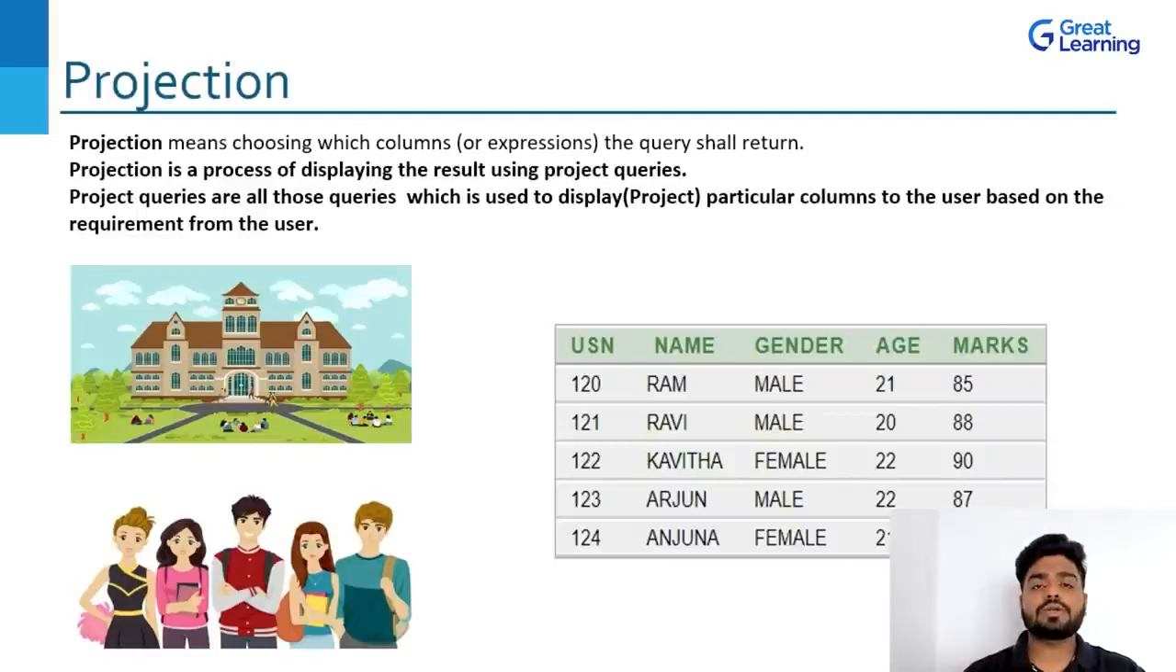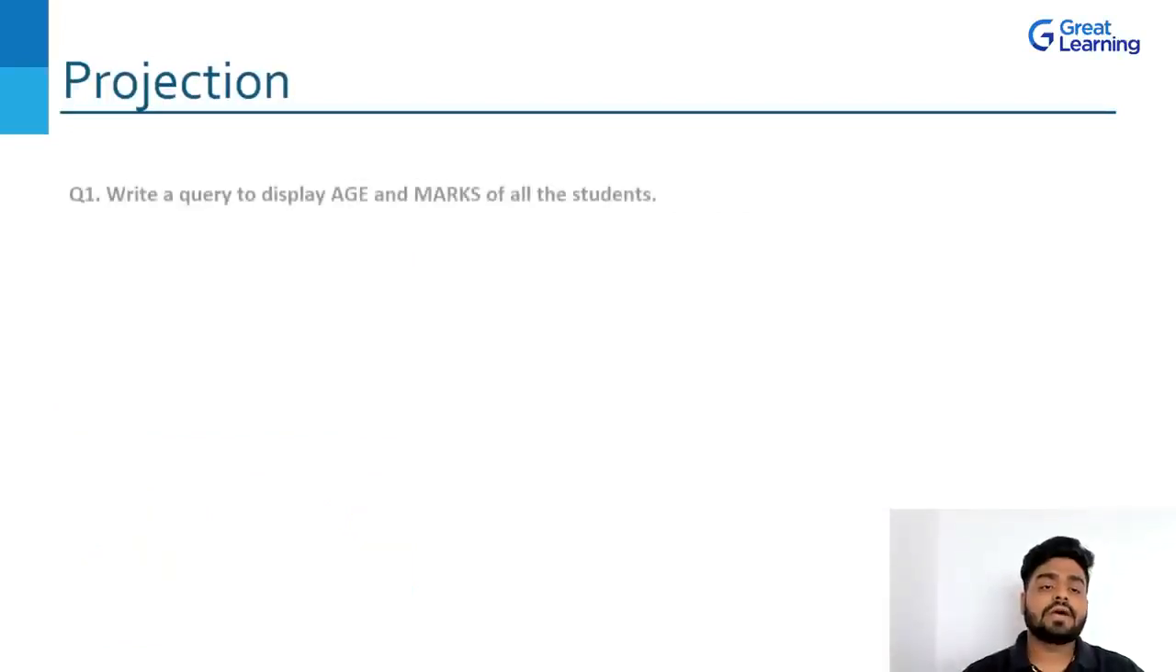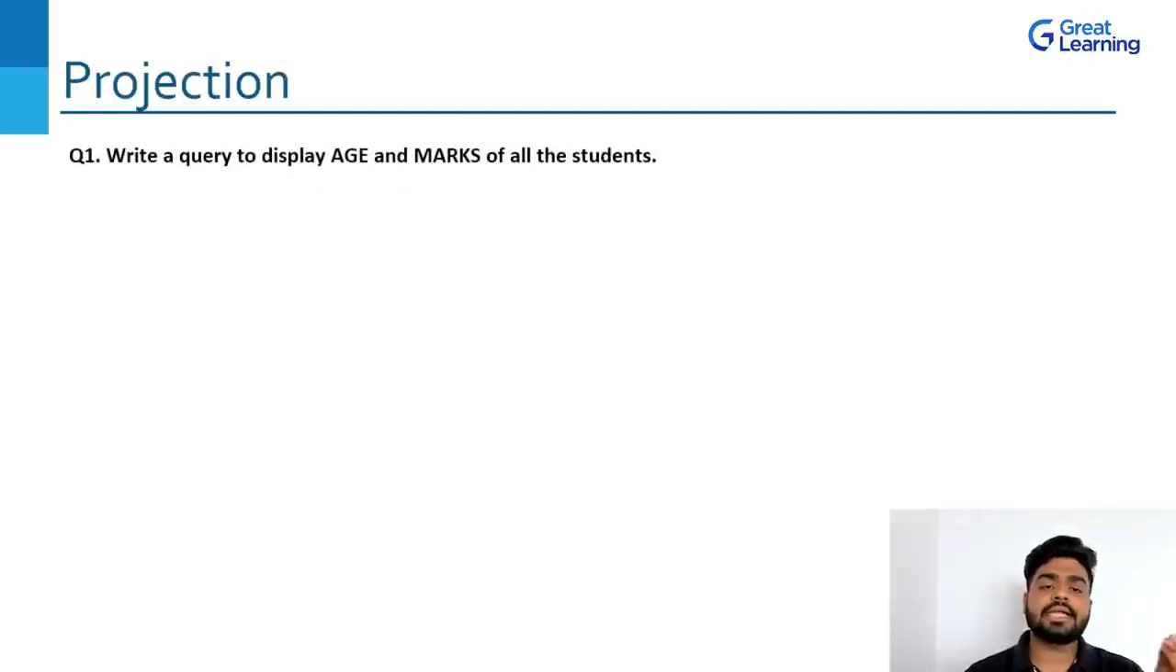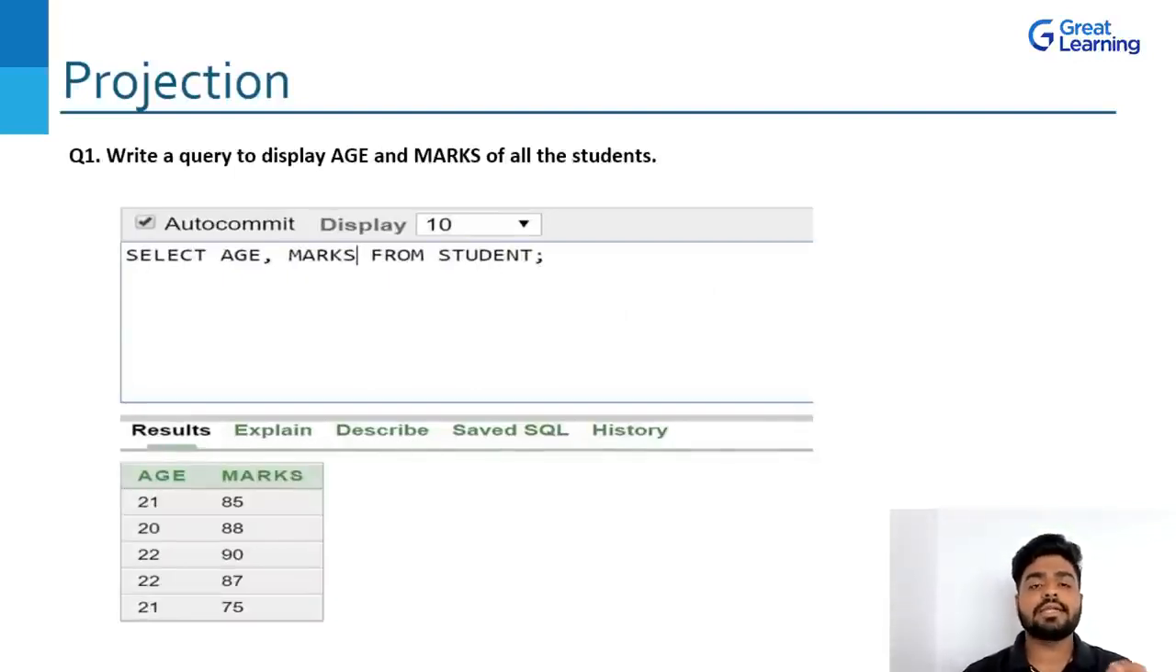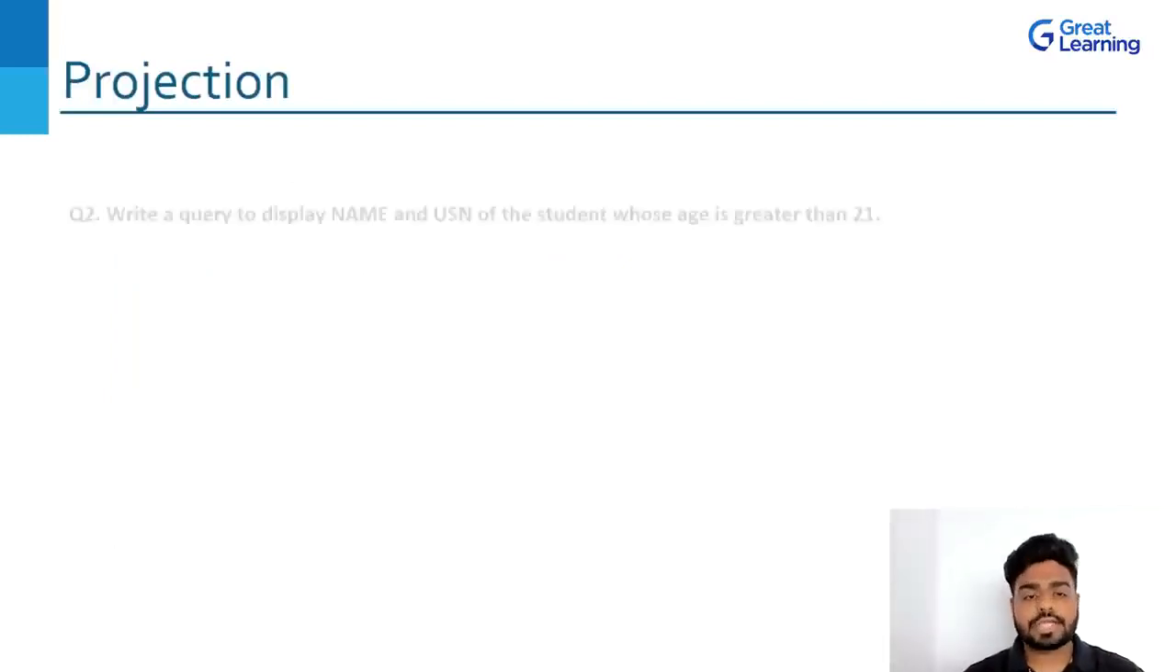Now you want all those details whose age is greater than 20. You are actually wanting those things which you want to project in your resultant table, right? So that is what is projection. Now if you look in this particular example, write a query to display age and marks of all the students. So I want to display only age and marks of the students. So I'll write select age and marks from student, because I only want to display age and marks. This is what is projection.